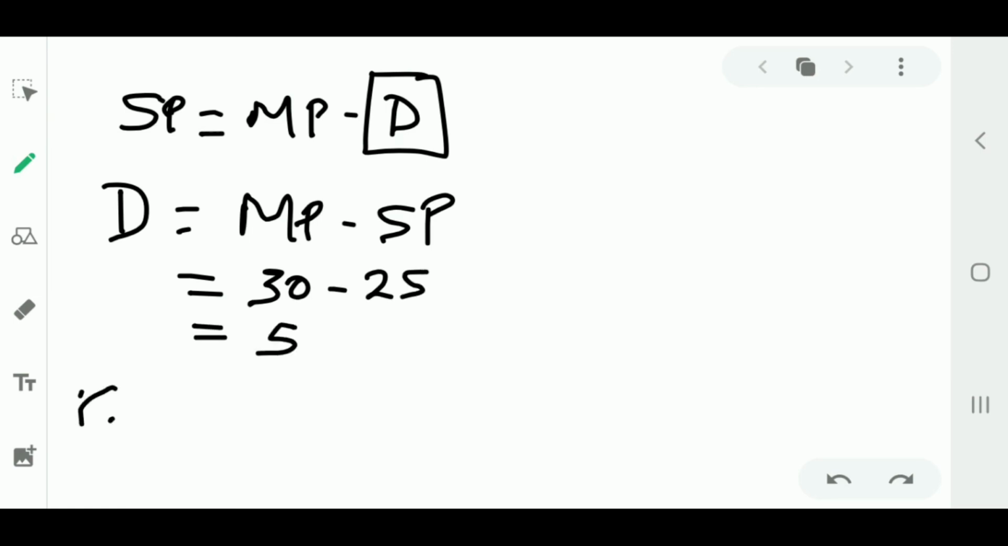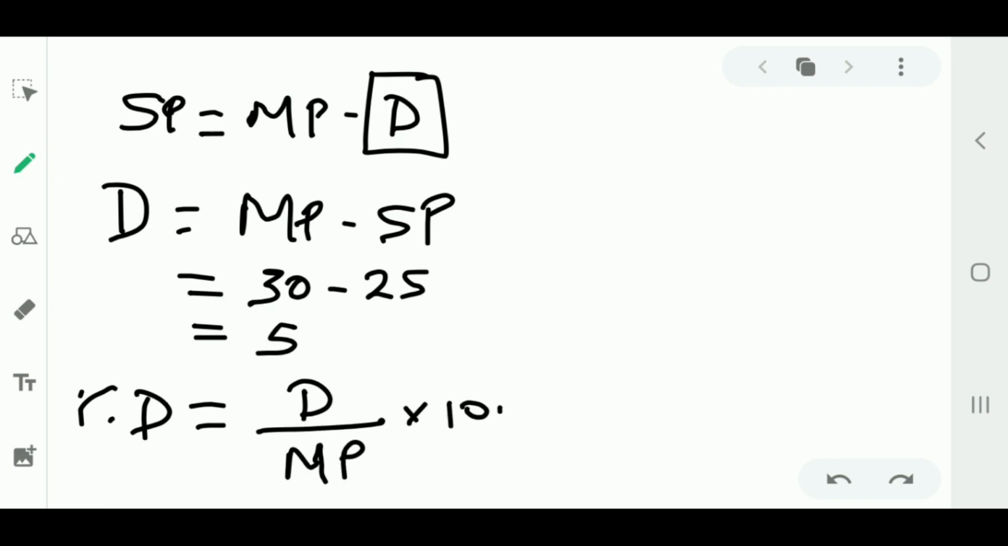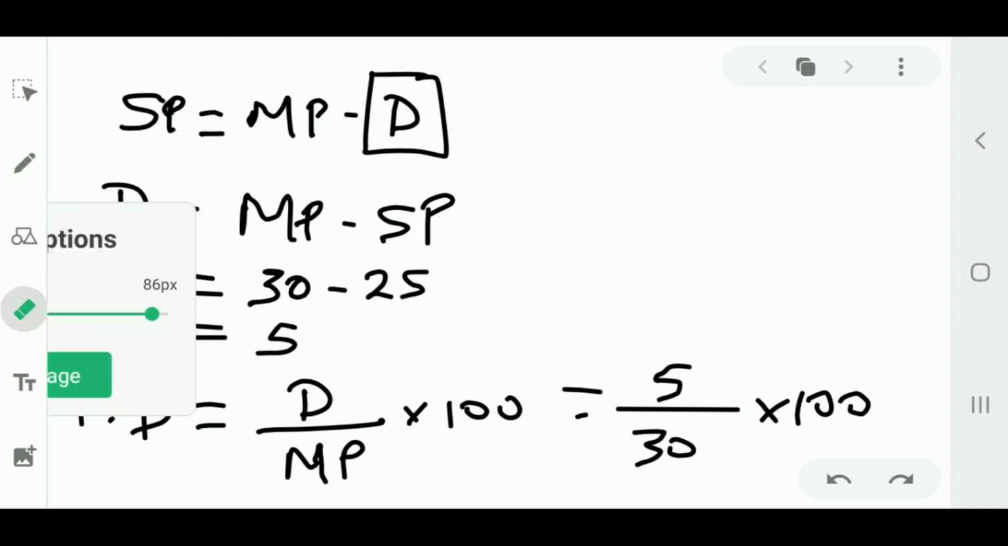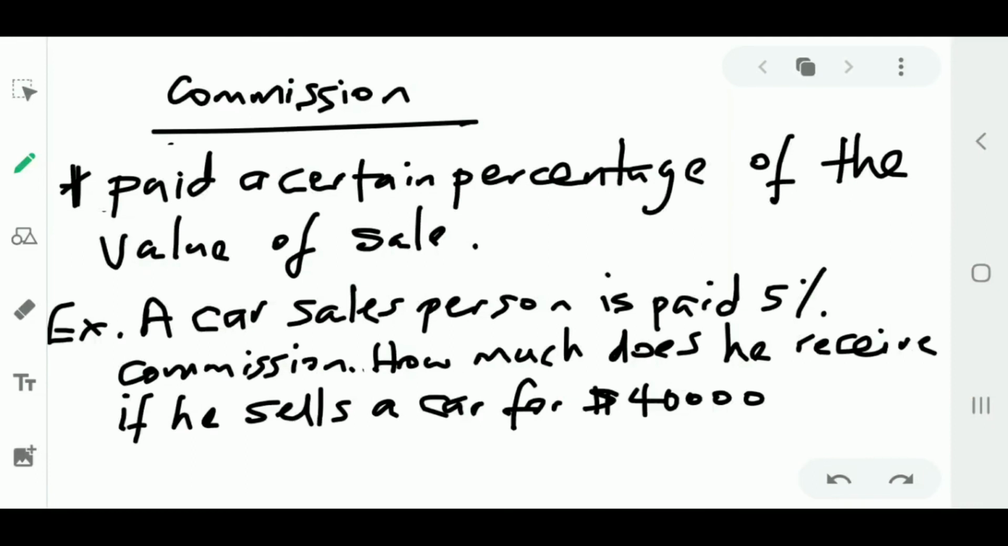Now the percentage discount is equal to the discount over the marked price times 100. So that's 5 over 30 times 100. And that is equal to 16.67%. So now we're going to do commission.